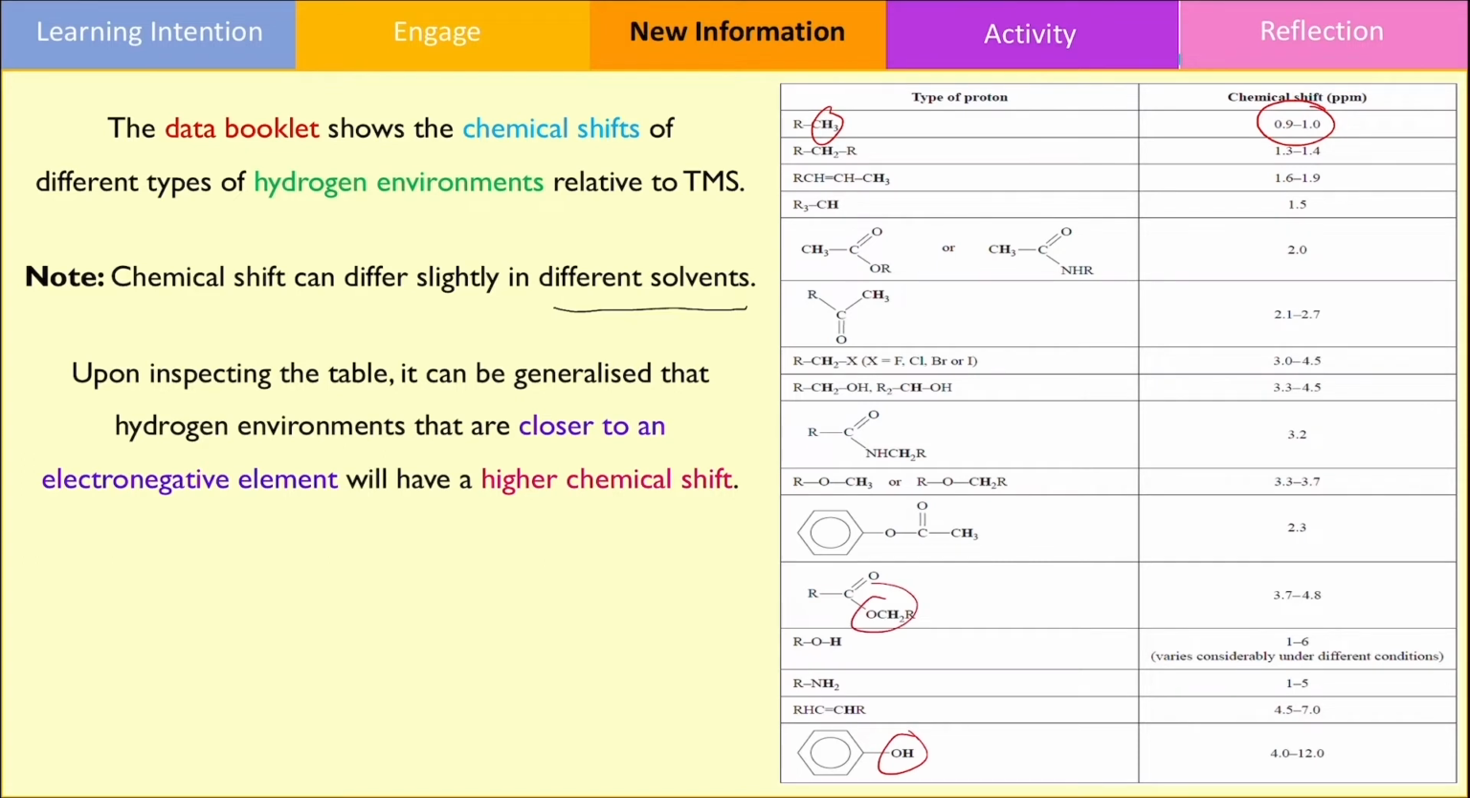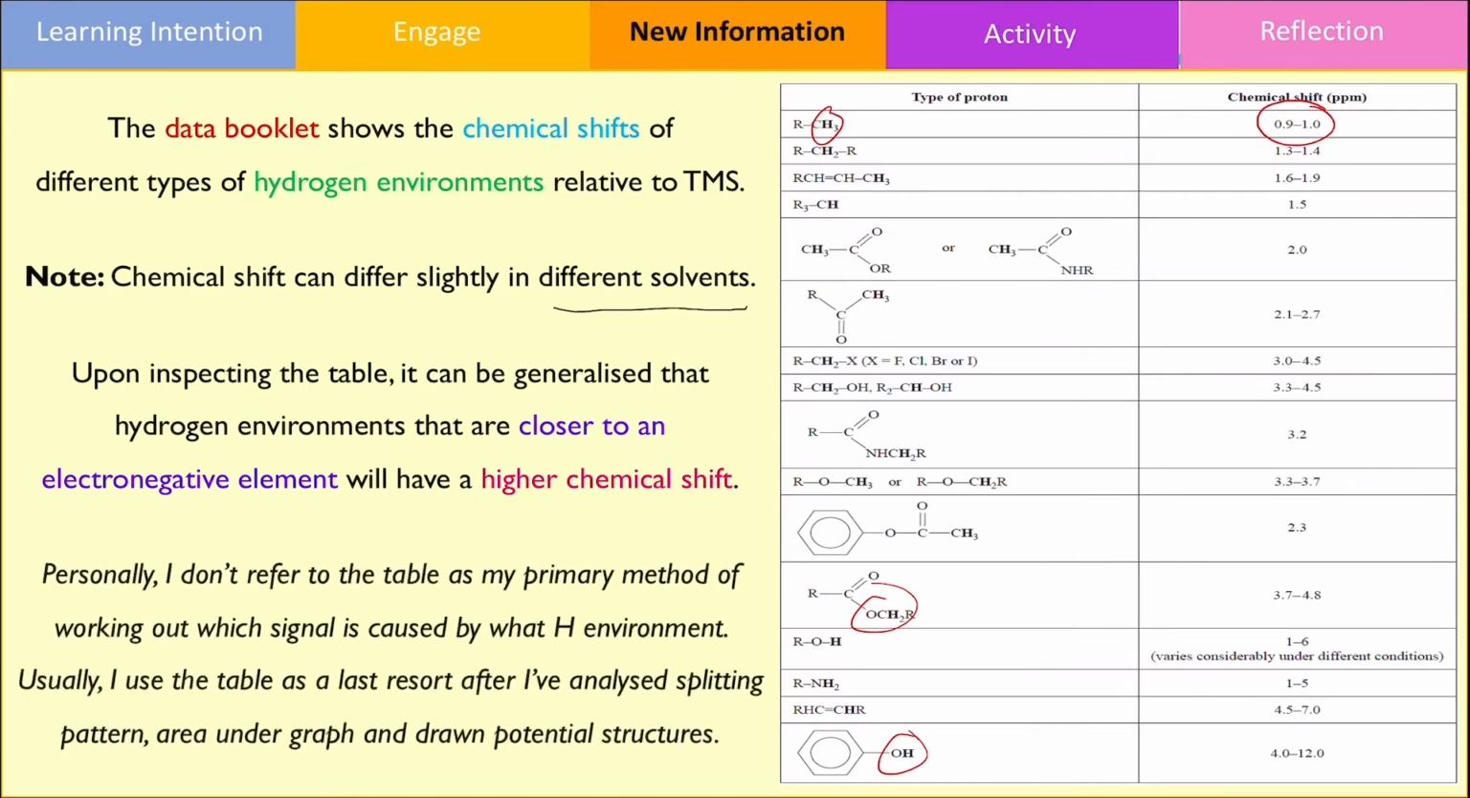To work out what hydrogen environment is responsible for each signal in the HNMR spectrum, I don't really refer to the data booklet as my primary method, as I often look at other things such as its splitting patterns or the area under the peaks. After I've done that, I then use the data booklet as a backup tool to help verify.